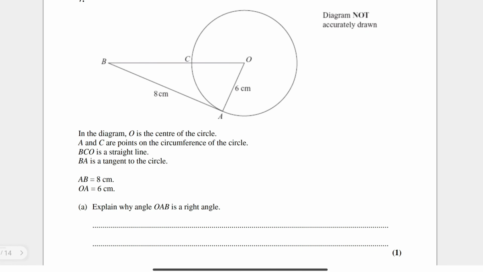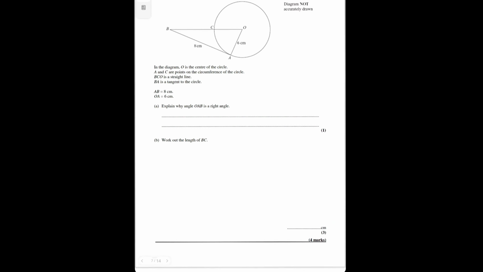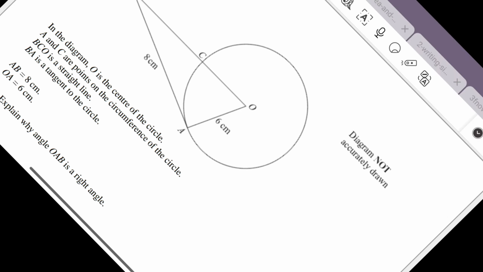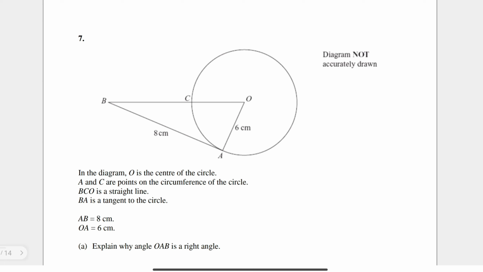Question 7. In the diagram, O is the center of the circle. A and C are points on the circumference of the circle. BCO is a straight line and BA is a tangent to the circle. Given that AB is 8 centimeters and OA is 6 centimeters, explain why angle OAB is a right angle.